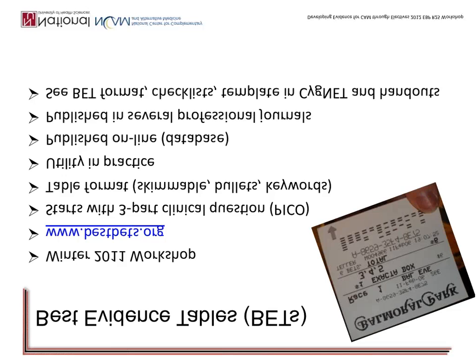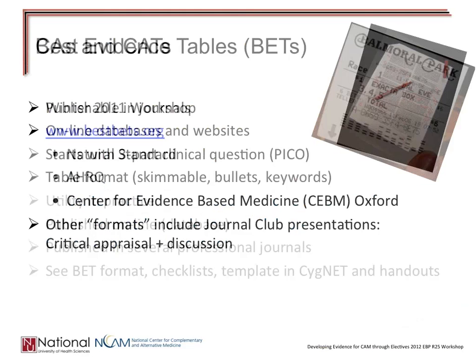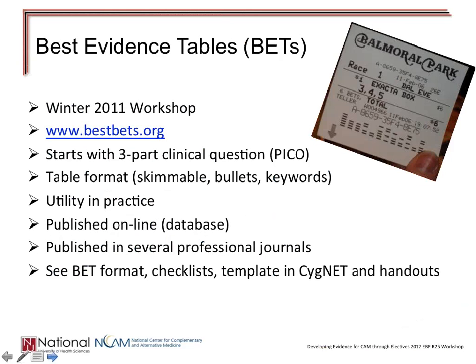Best evidence tables, and this was the topic of the winter workshop last time. You can find the whole database, which is searchable and selectable, at bestbets.org, not bestbets.com. You can place a lot of very good bets there, I'm sure. You do have to acknowledge that you know where the nearest Gamblers Anonymous is.